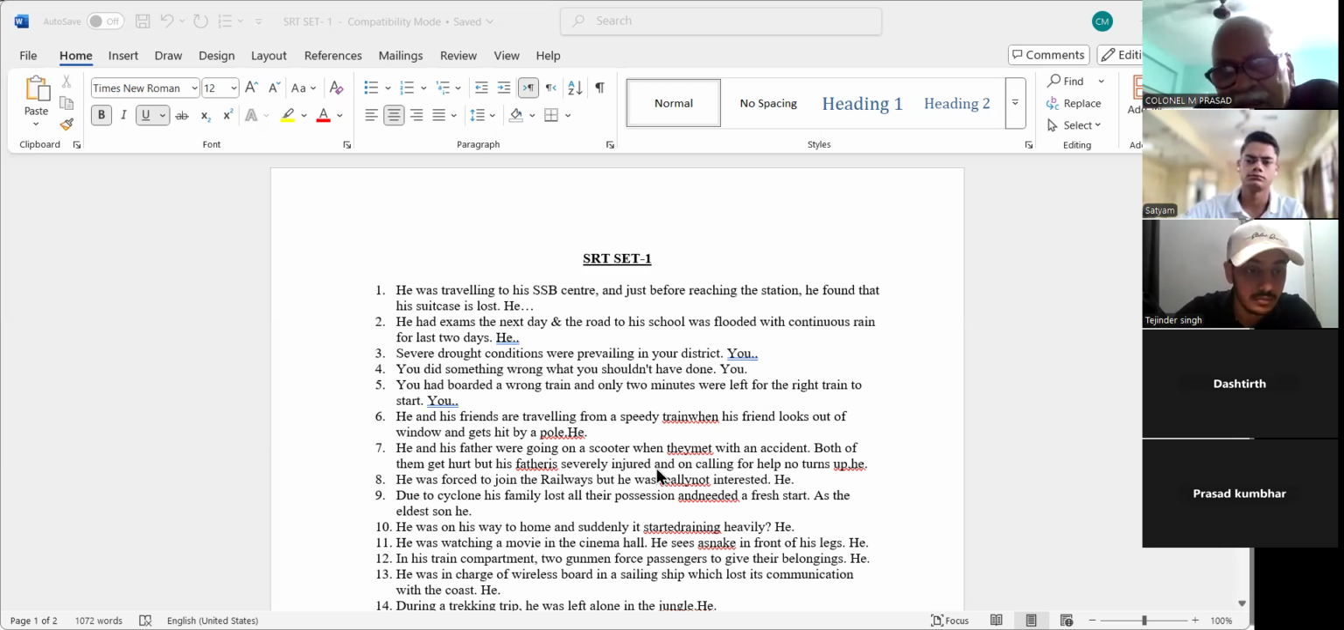Second one. He had an exam the next day, and the road to his school was flooded with continuous rain for the last 2 days. Sir, he finds an alternative route and gives the examination. Okay. What is the alternative route? Now he says the area is flooded. Area is flooded. Correct? Yes, sir. Okay. Tejinder, what have you written?